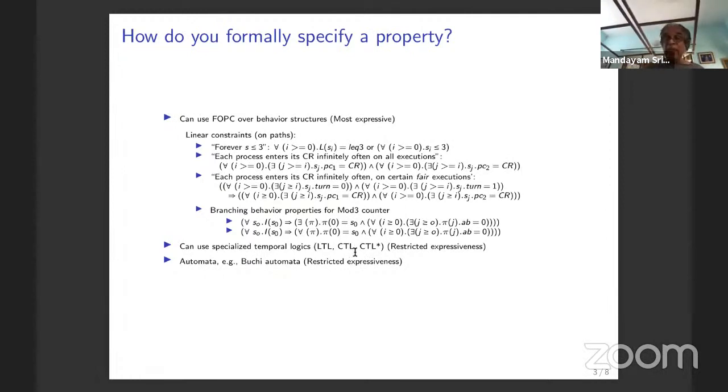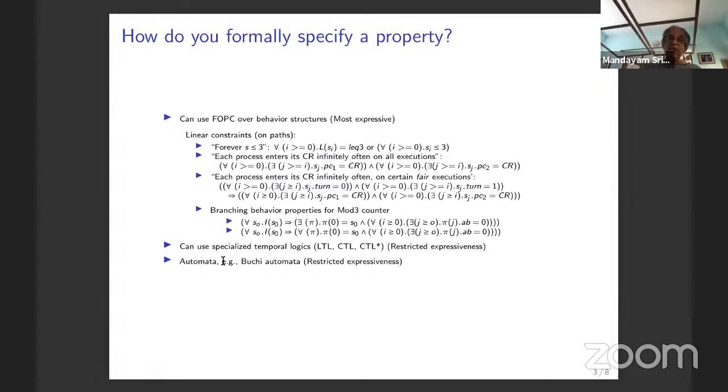And then we'll be looking at two sub-logics of CTL star. CTL stands for computation tree logic. Okay? And two sub-logics called CTL and LTL. LTL is able to express only linear time properties. These will be sub-logics of CTL star.